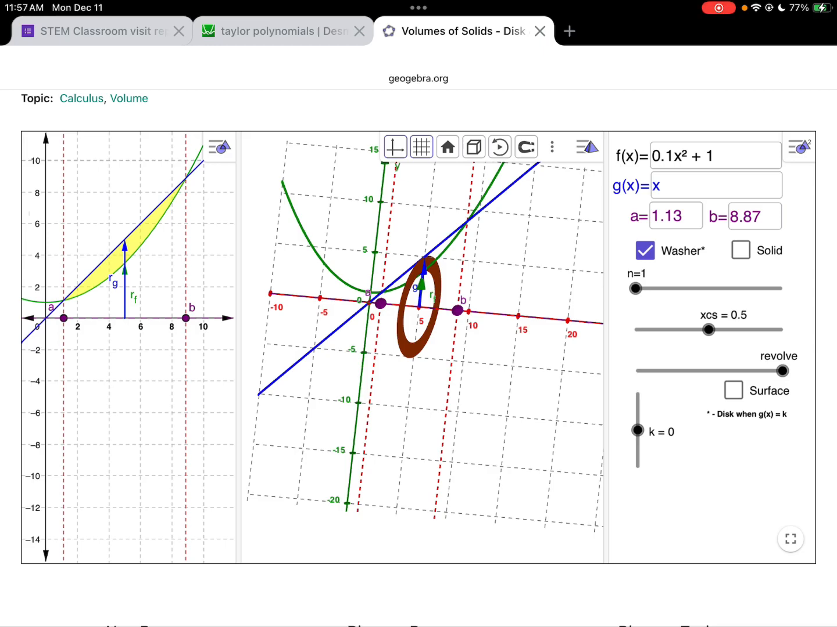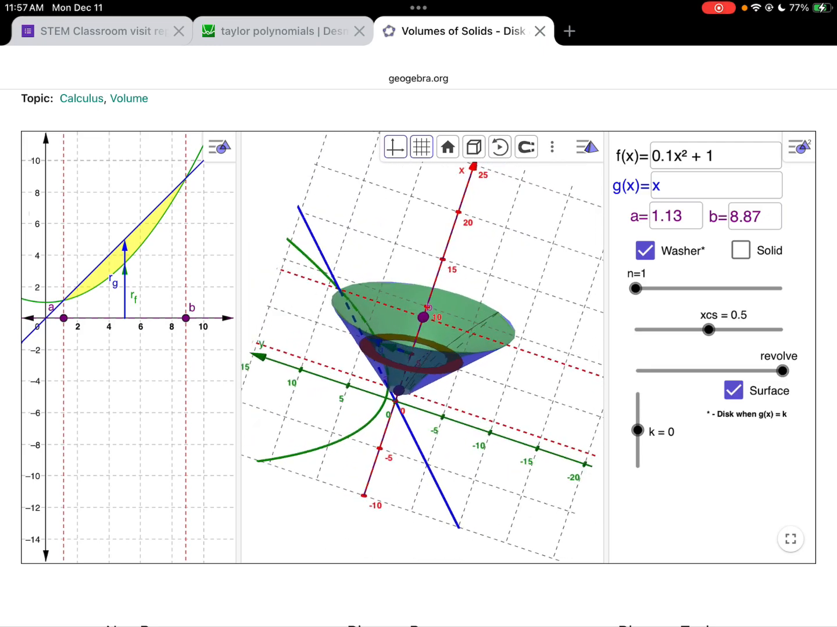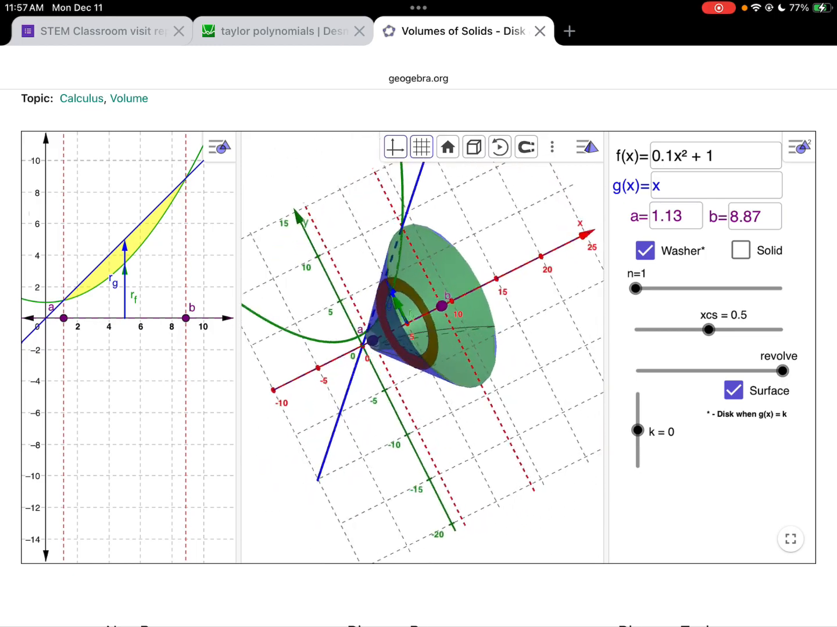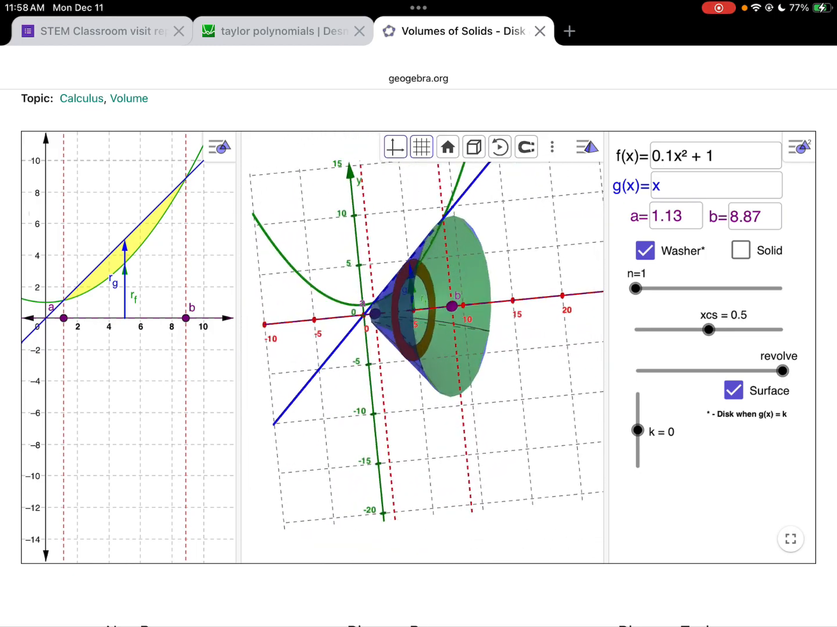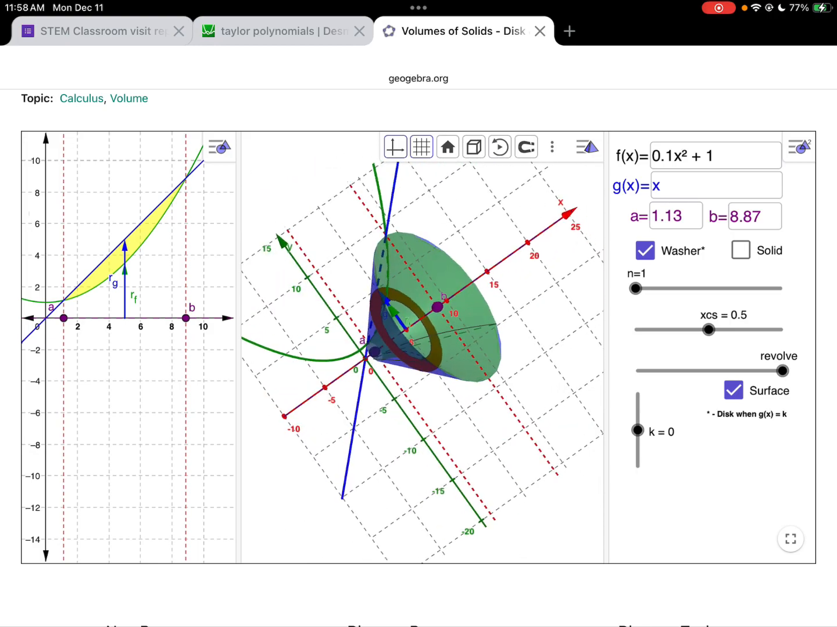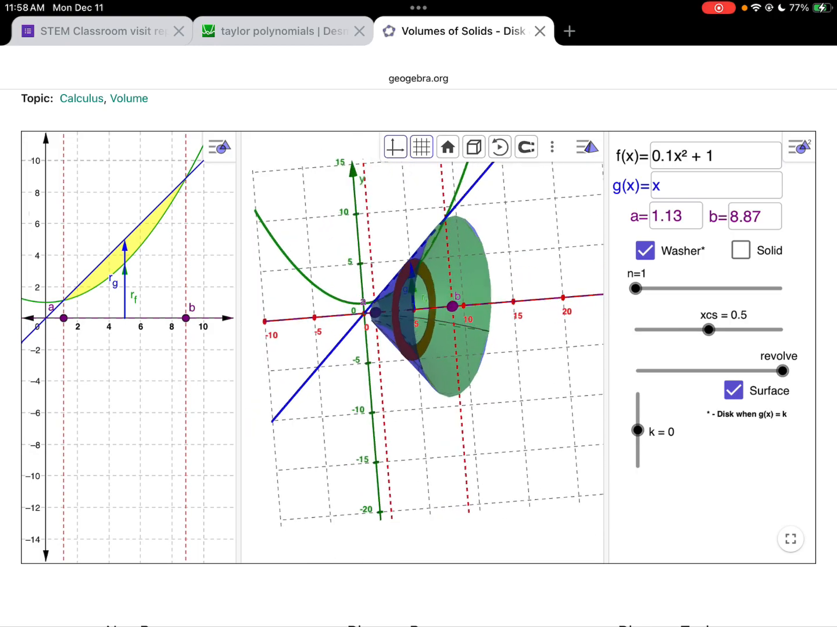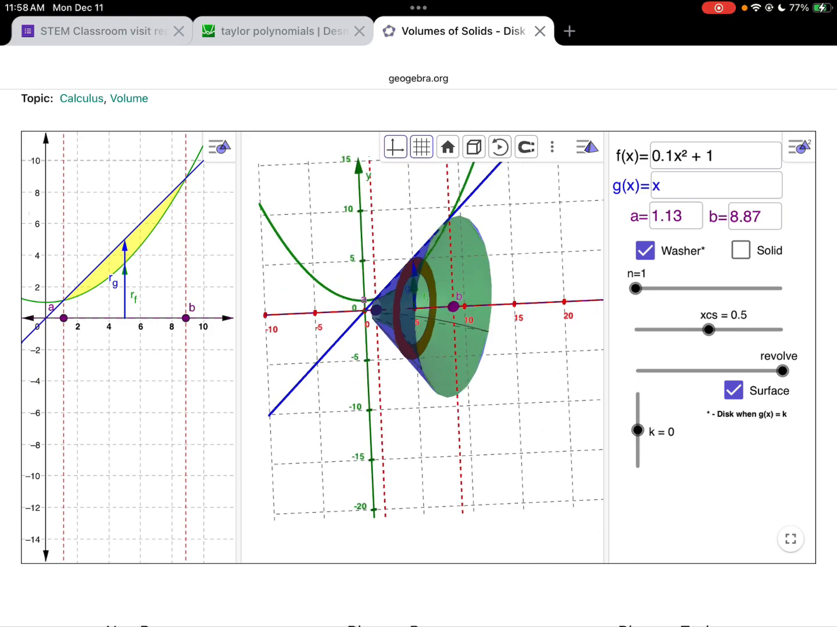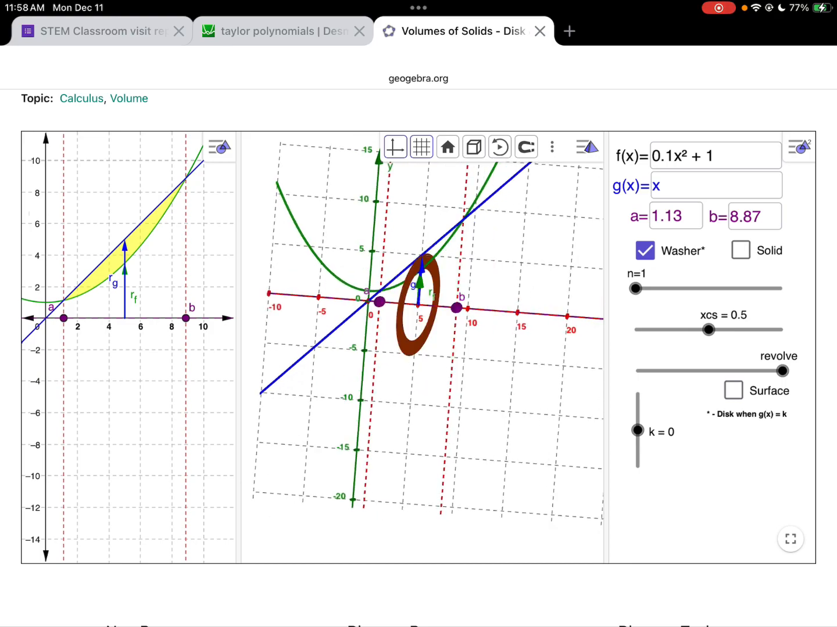Remember, when we did the disk method, to find the volume we found the area of one cross-section. In this case, it's this cross-section, because if I do the entire surface, this is what our 3D object looks like. It's this cone-like, megaphone-like shape. To find the volume of a 3D object, we first have to find the area of one cross-section, and then integrate from the beginning of our shaded region to the end, summing the areas of each of the cross-sections.